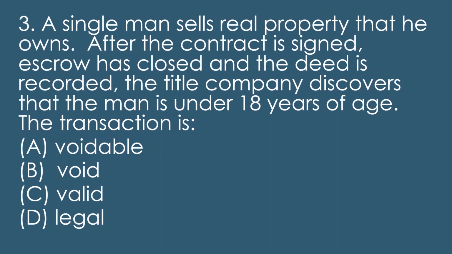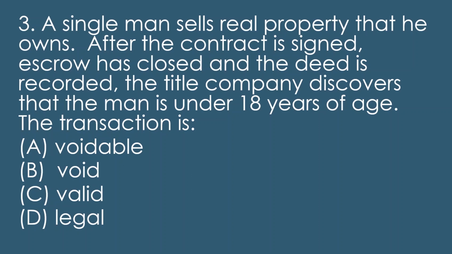3, a single man sells real property that he owns. After the contract is signed, escrow has closed, and the deed is recorded. The title company discovers that the man is under 18 years of age. The transaction is A, voidable, B, void, C, valid, D, legal.